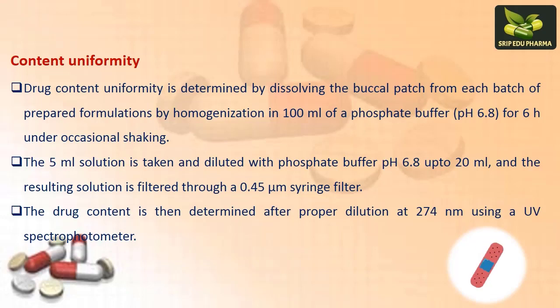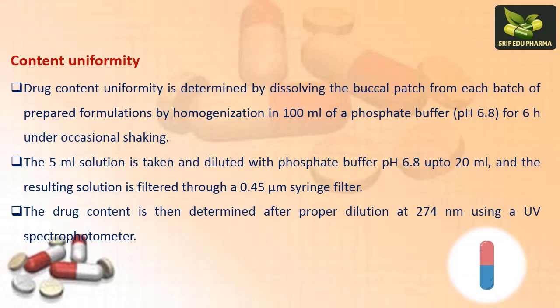Dear students, the next evaluation parameter is the content uniformity. It is an important parameter and it is determined by dissolving the buccal patch from each batch of prepared formulation and homogenizing it in 100 ml of phosphate buffer, that is pH 6.8, for 6 hours under occasional shaking. The 5 ml solution is taken and diluted with phosphate buffer up to 20 ml, and the resulting solution is filtered through a 0.45 μm syringe filter.